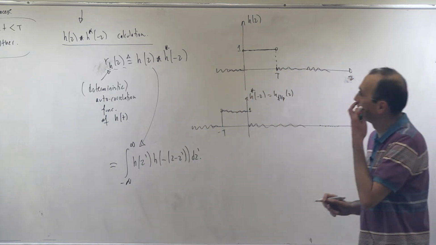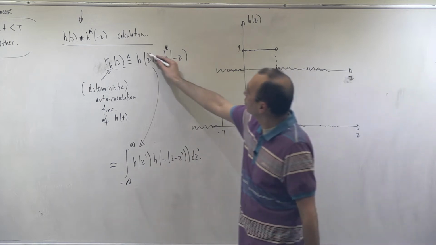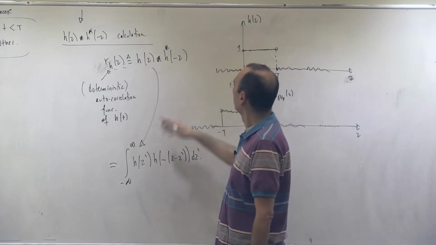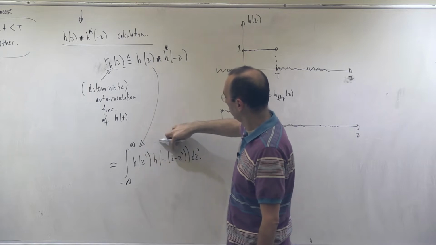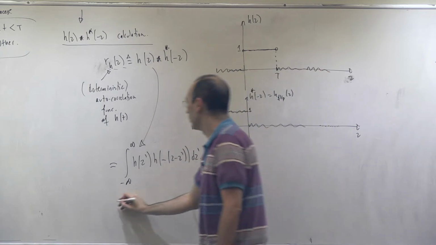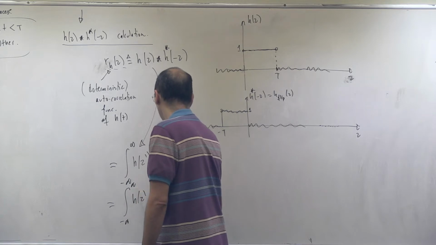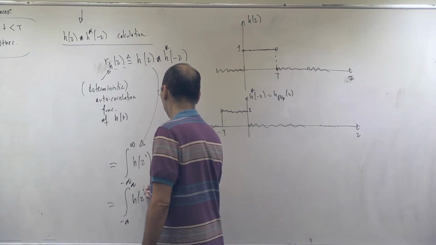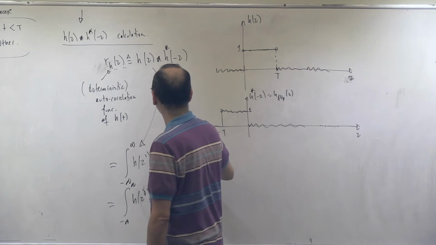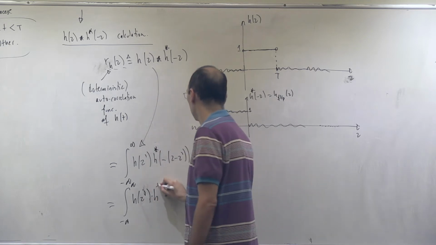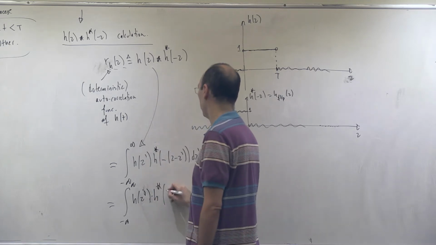Do you agree? Convolution of the first argument, second argument, something like that. So this is from minus infinity to infinity, dummy variable. Let me put the conjugate over here for the second one. So I need to flip this.